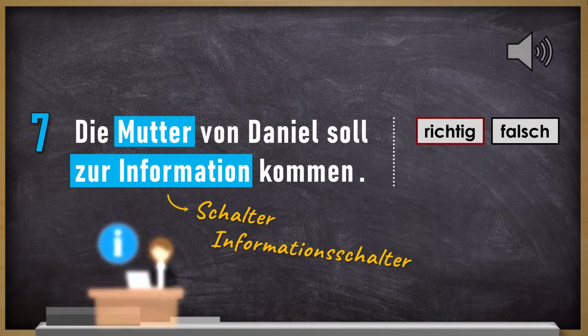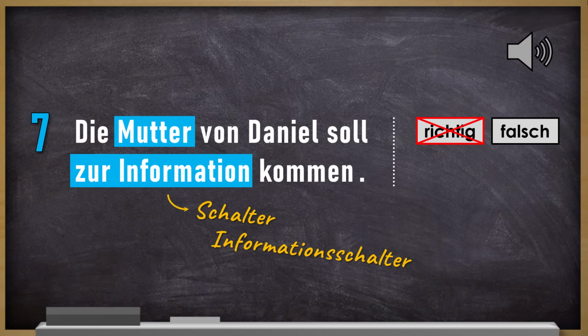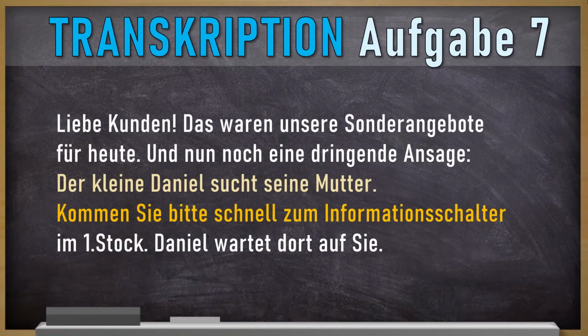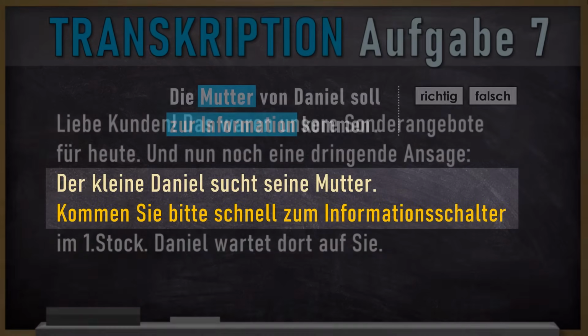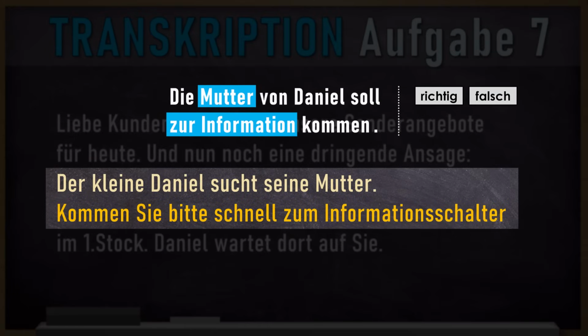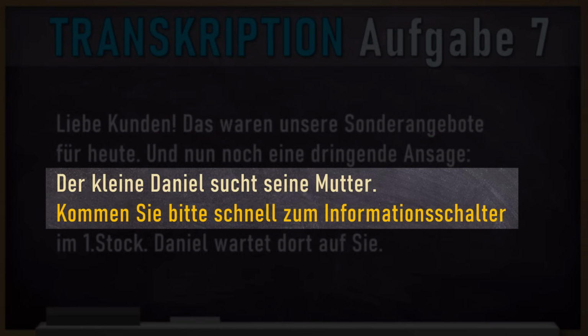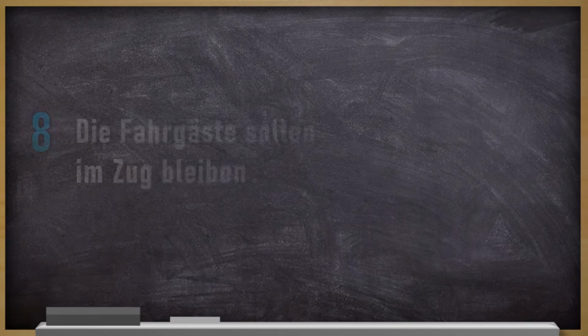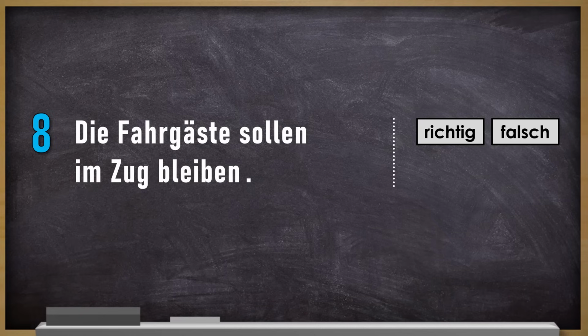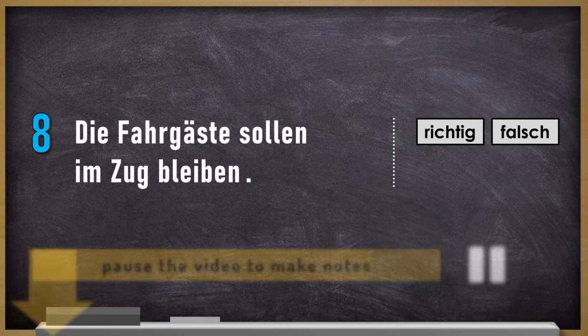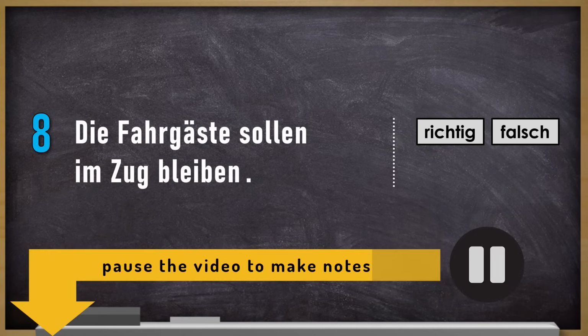Nummer 7 ist richtig. There are 2 important sentences. Es gibt 2 wichtige Sätze. Der kleine Daniel sucht seine Mutter. Kommen Sie bitte schnell zum Informationsschalter. Wir machen direkt weiter mit Nummer 8. We continue with number 8. You already know how it works. Du weißt, wie es geht. Markiere und mache deine Notizen.